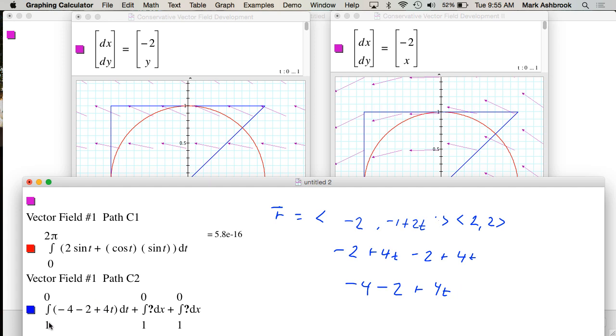Are we good on that? And then from 1 to 0, because that was defined from 0 to 1. So 1 to 0 will take us this way. Okay, cool. And then next one.